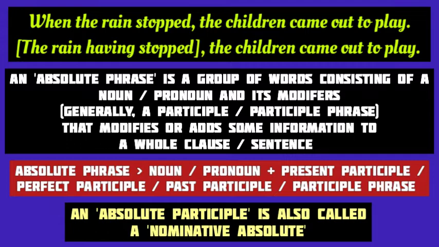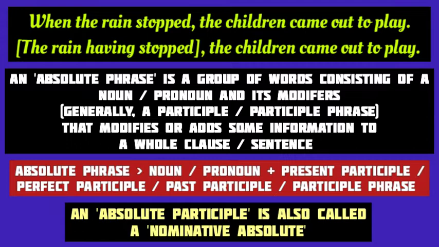Well, an absolute phrase is a group of words in which there is a noun or a pronoun and its modifiers. In other words, an absolute phrase consists of a noun or a pronoun followed by a participle or a participle phrase as its modifier. And such a phrase is called an absolute phrase because it modifies the whole clause or sentence and not a certain part of it. Now look at the structure or construction of the absolute phrase on your screen.